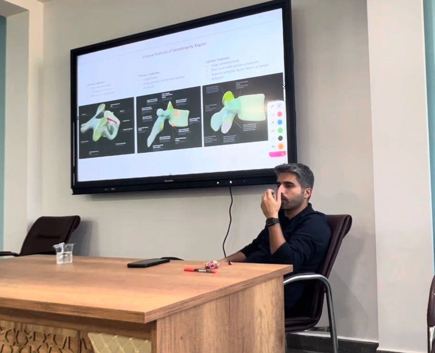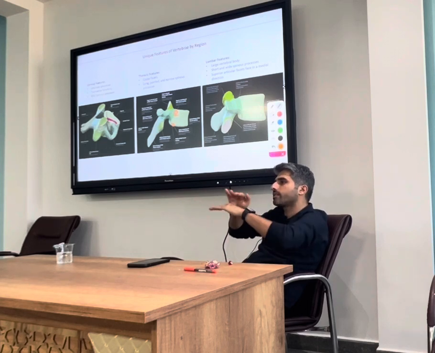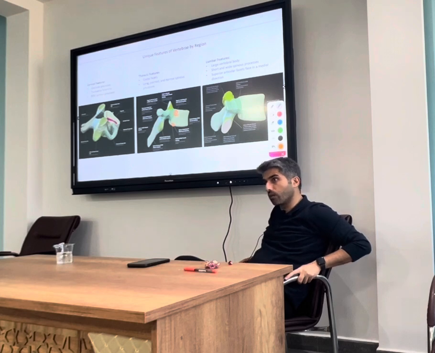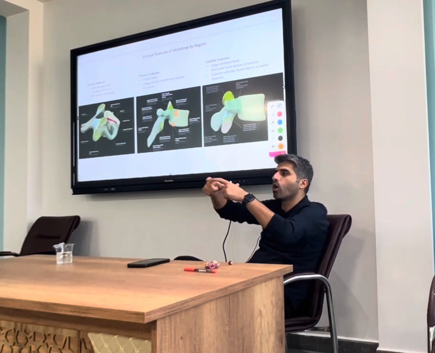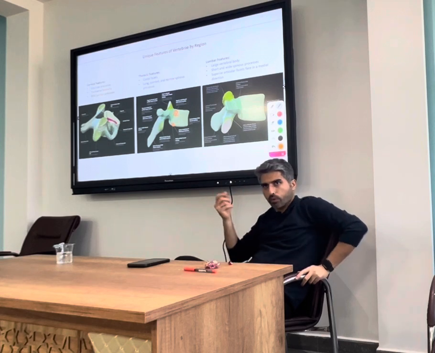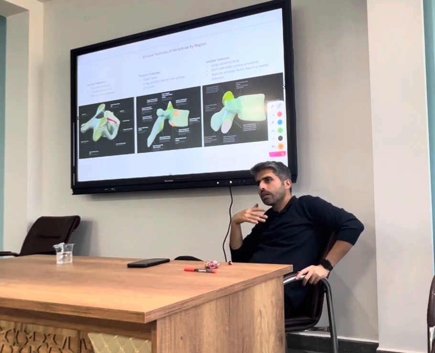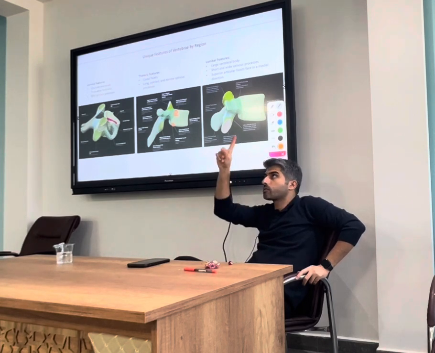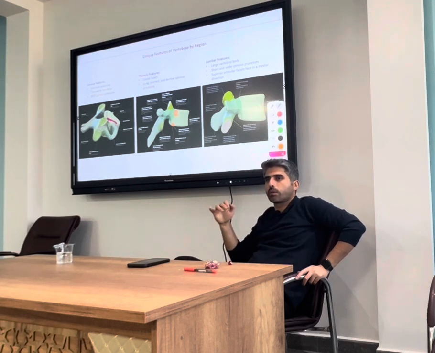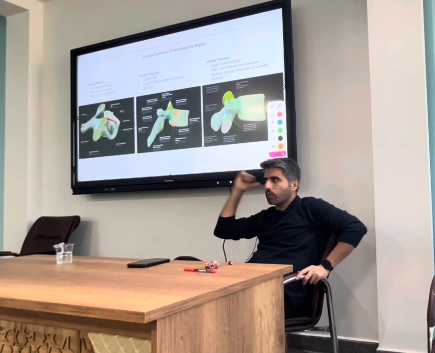Why is C1 not typical? Because it has two arches, two transverse processes. It doesn't have a spinous process. It doesn't have a body. C2 is atypical because it has a dens process, an extra process. C7 is atypical because it has a long spinous process.